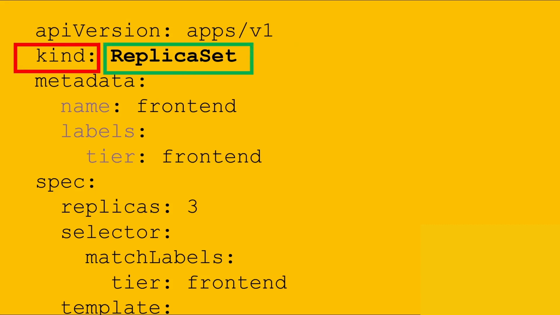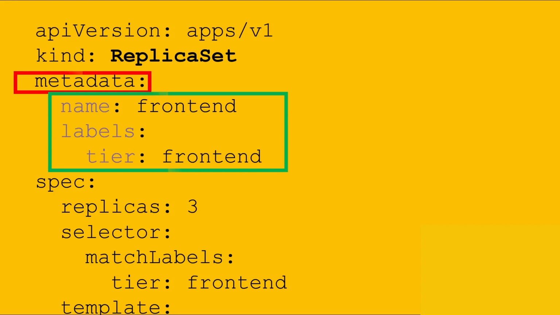In the metadata part, we define the name by which we can refer to this replica set. It means giving a name to our replica set. We also define a number of labels through which we can identify it.